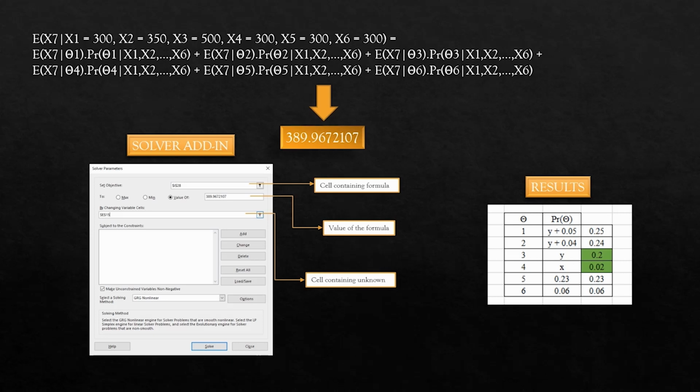Then, to find the unknown in the equation, we set the variable cells to the cell we assume as the unknown y. By clicking solve, Solver will automatically run and provide us with the results. After solving, y will be 0.2 and x will be 0.02 after substituting in the known y value. That is all for this question. Thank you very much.